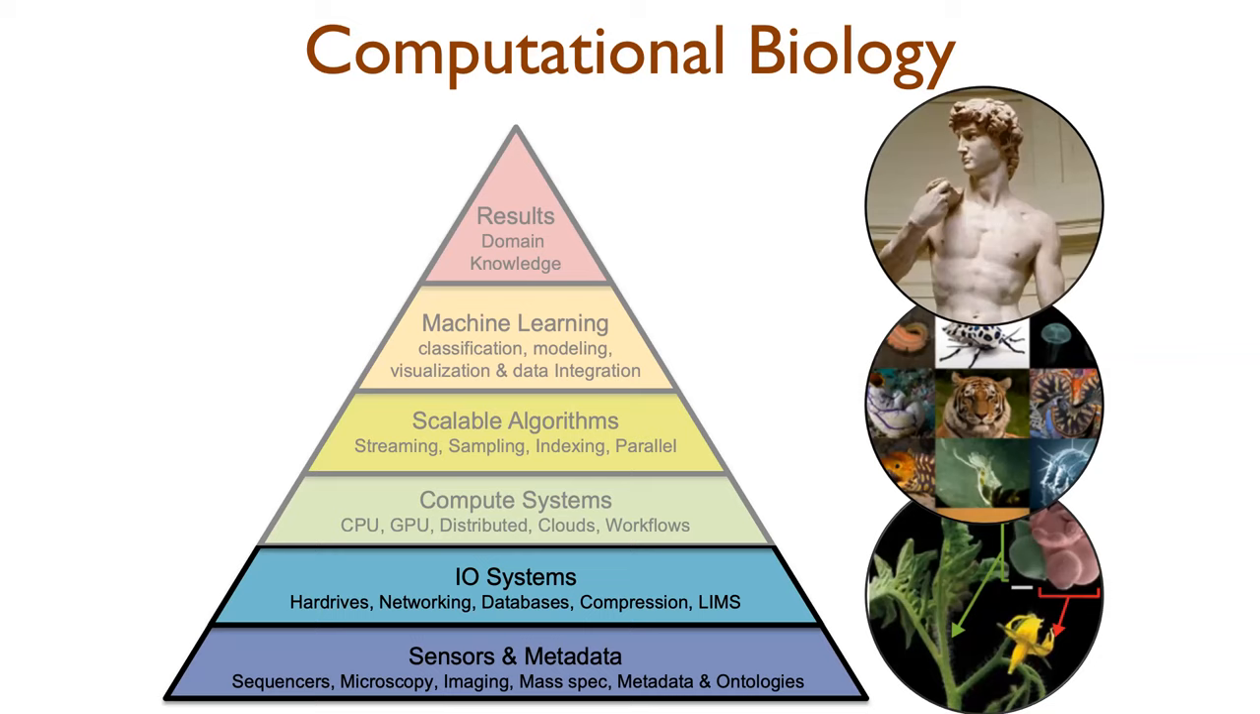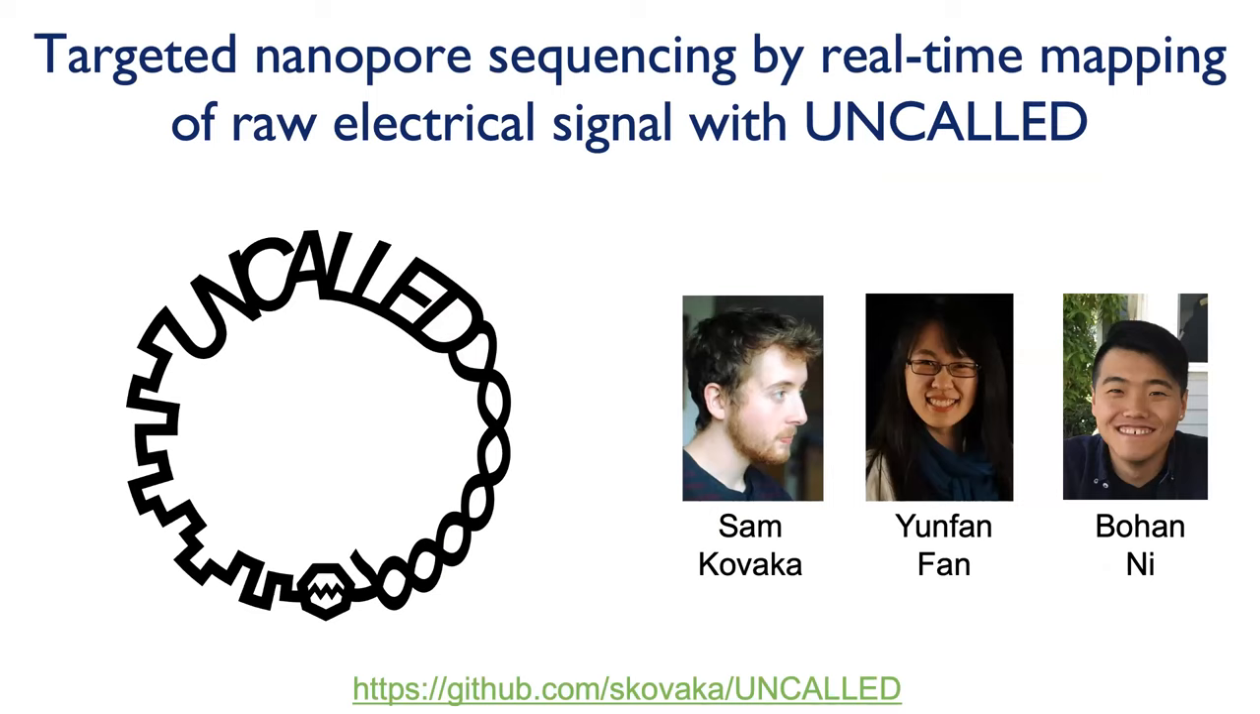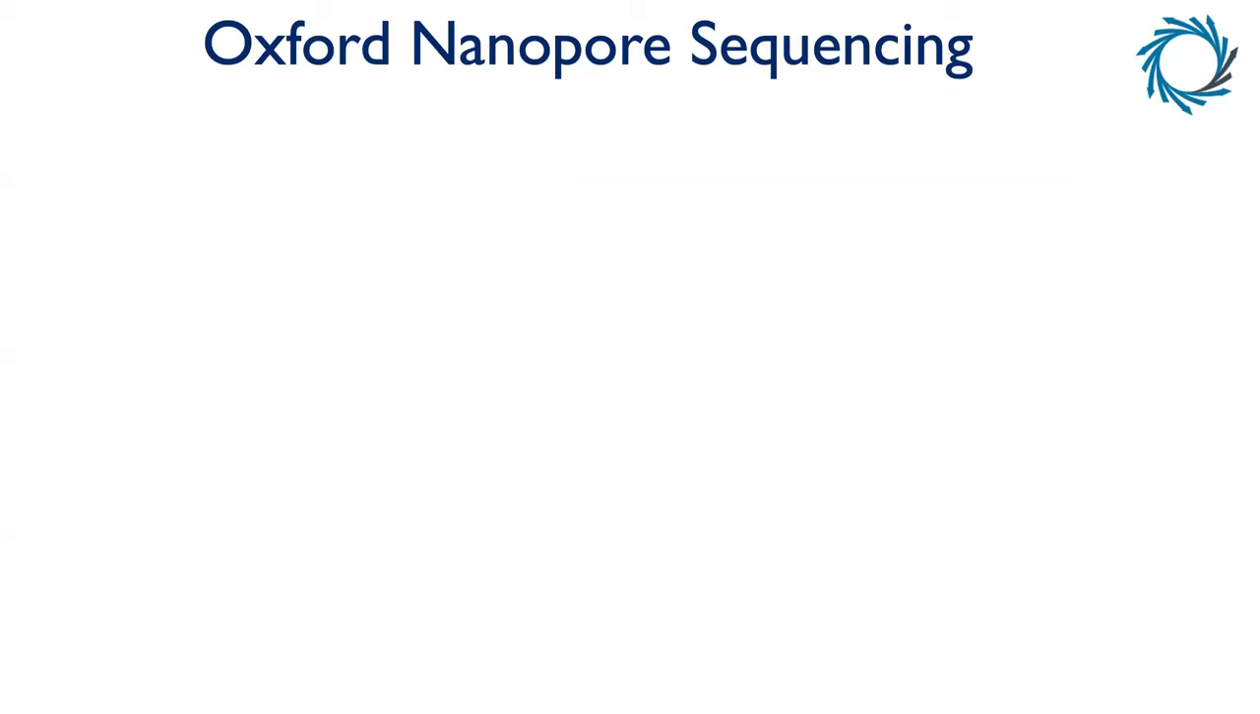Now, today, I'm gonna be telling you about a project really led by my senior grad student, Sam Kubaka. We were partnered by a couple other PhD students at Johns Hopkins, Yunfan Fan and Bohan Ni, that also contributed enormously to this project. And the project is gonna focus on this very new and exciting type of DNA sequencing technology. It comes from a company called Oxford Nanopore Technologies. They're a startup company based out of England. In fact, a few days ago, they announced they were going IPO with a projected market value of, I think it was $7 billion. So it's a brand new company, yet enormous interest around it already.